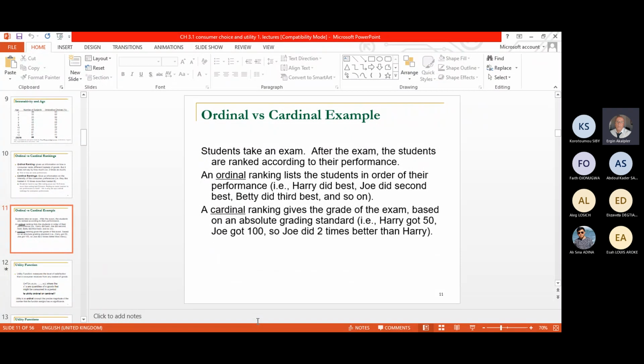After the exam, the students are ranked according to their performance. An ordinal ranking lists the students in order of their performance. Harry did best, Joy did second best, Betty did third best, and so on it goes.